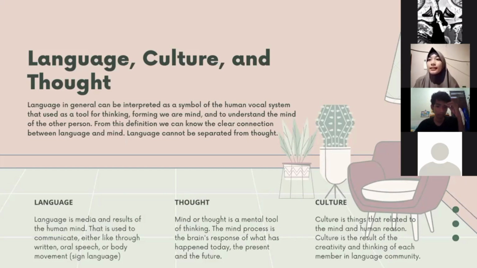So the second is thought. Mind or thoughts is a mental tool of thinking. The mind process is the brain's response to what has happened today, the present, and the future. So the last is culture. Culture is the things that relate to the mind and human reason. Culture is the result of creativity and thinking of each member in a language community. I think that's all for me.